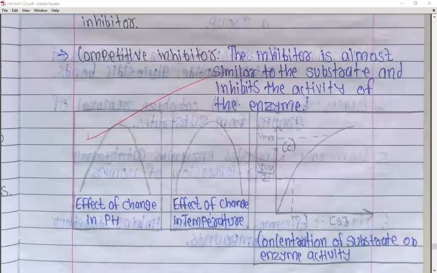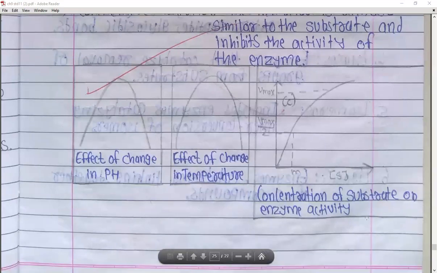This is the graph of the three factors. This is the effect of change in pH. This peak level is said to be the optimum pH. In the same way, this is the effect of change in temperature, and as it reaches here, this peak level is said to be the optimum temperature. And the third is the effect of concentration of substrate on enzyme activity. You can see here, this is the substrate level.